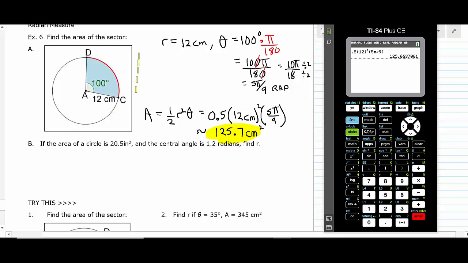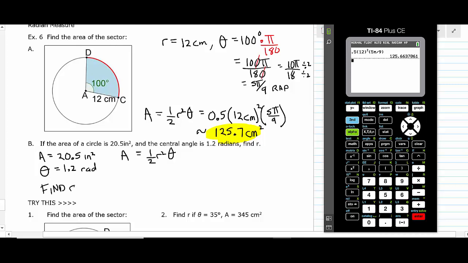Okay, now let's take a look at this one. This one is just kind of asking it backwards. So we have the area of a circle is this. So I'm going to write down area. When I do these problems, I like to write down what my variables are. So I get that. The central angle, theta, is 1.2 radians. Okay, so we don't have to worry about doing a conversion. We're already in radians. Then I would write down the formula. Area equals 1/2 r squared theta. Now what we're going to do is we're going to find r.